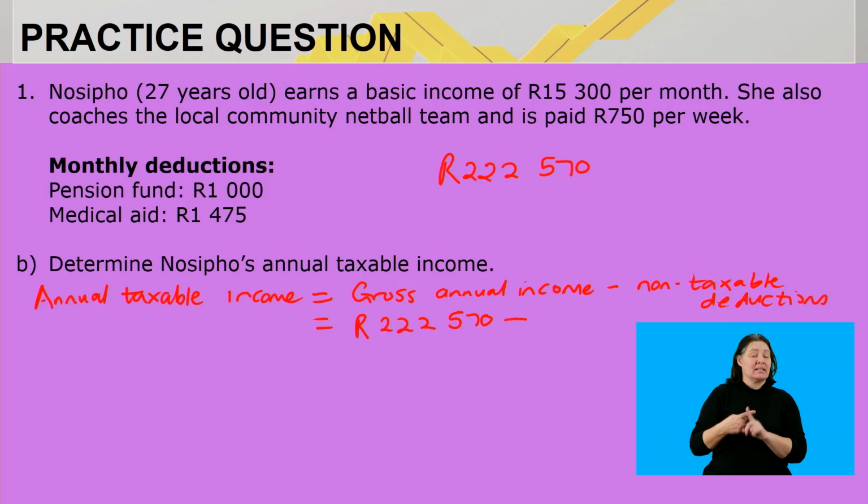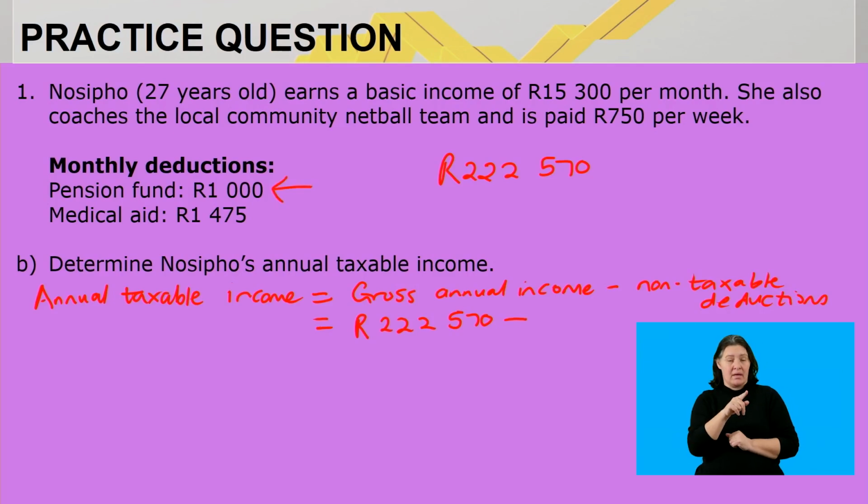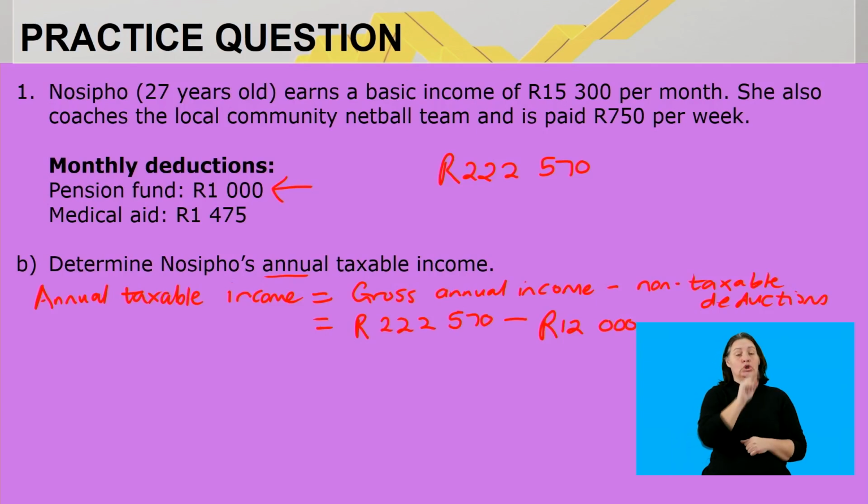Minus our non-taxable deductions. In this case, that will be our pension fund contribution. Remember, when we calculate this, it must again be an annual value. So I'll take my 1,000 Rand, multiply that by 12, and that will give us 12,000 Rand. Now I'll take 222,570 Rand minus 12,000 Rand. So that will give us an annual taxable income of 210,570 Rand.